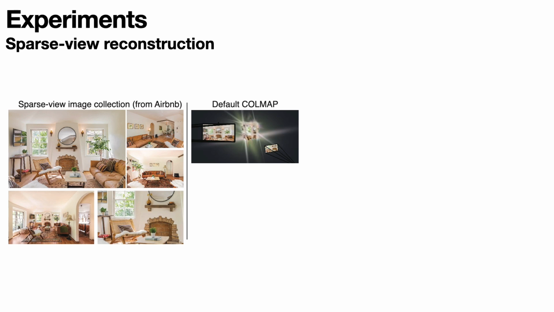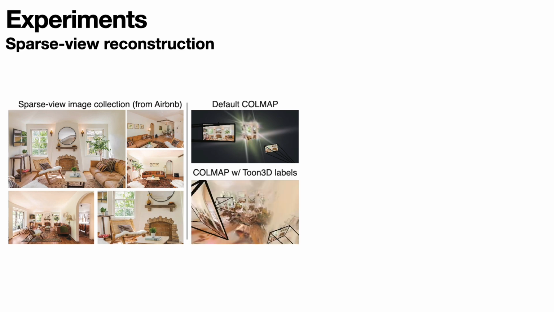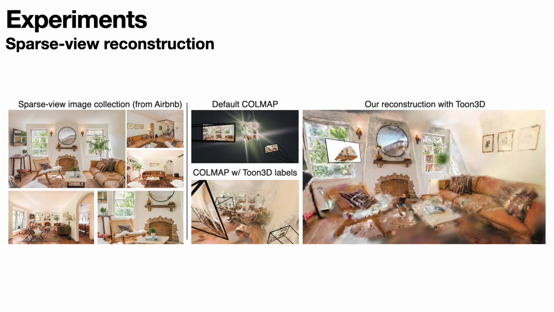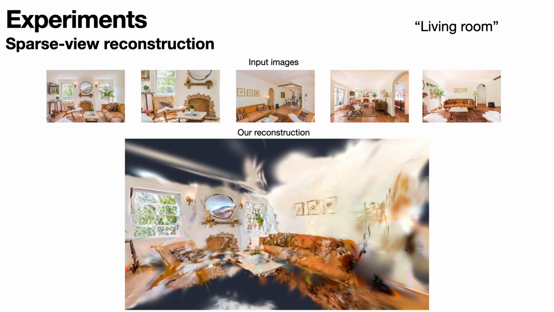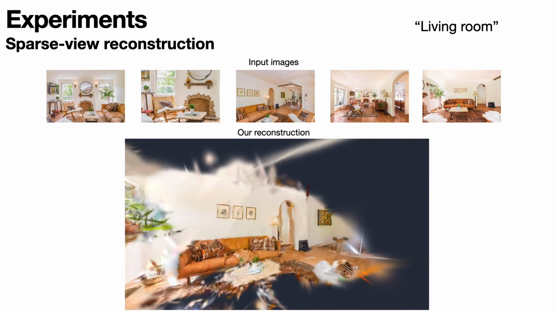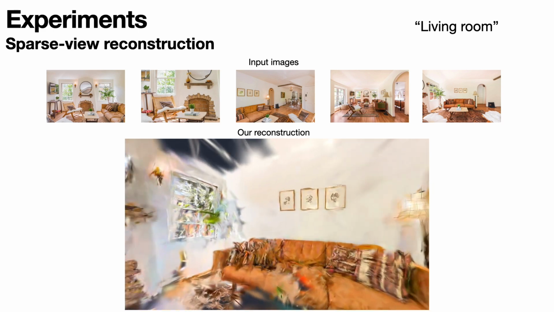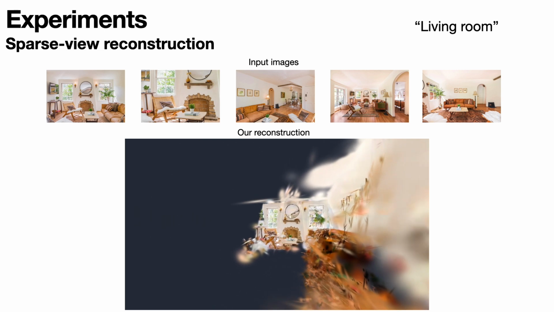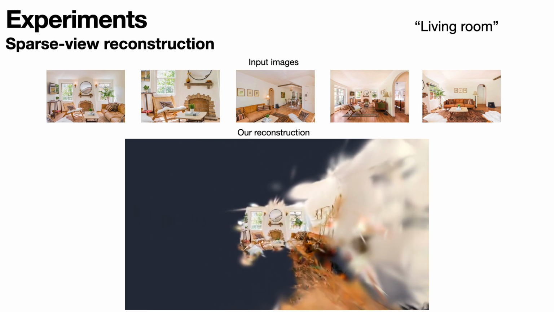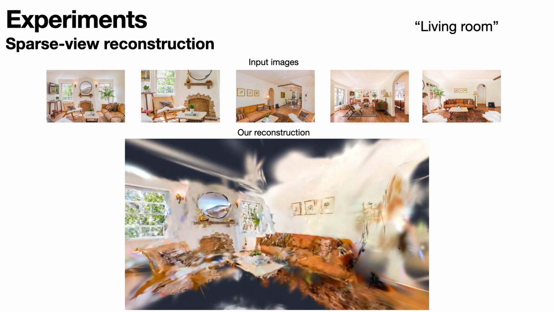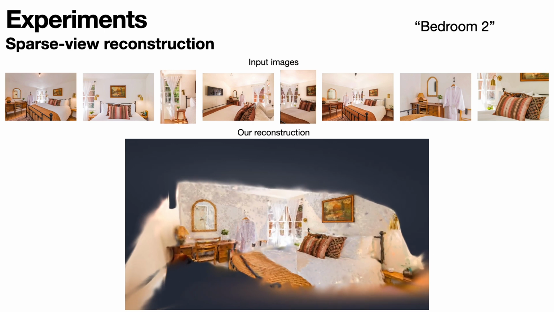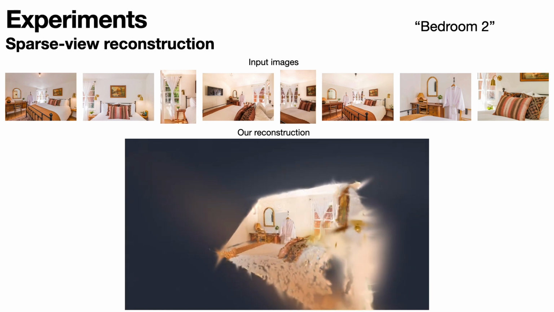Using our sparse labels, we can make ColMap work for 5 out of 5 images, but the sparse initialization is difficult for Gaussian splatting to densify. Using our labels and our method, we can initialize Gaussian splatting with a densely aligned point cloud and train to add details. Here is another room from the Airbnb listing and our reconstruction.